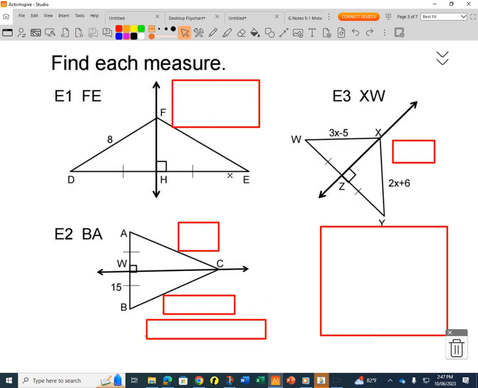Alright, so for finding the measure of each thing that they ask for, in this case it's side FE, they give us some given information. This line FH, that is a perpendicular bisector. It crosses through the midpoint of side DE of this triangle DFE. We know it's a midpoint because they marked it congruent, and they show us that when it intersects here, it creates a right angle. Remember, that's going to make two right angles because these are supplementary. If this is 90, then this has to be 90. They have to equal 180.